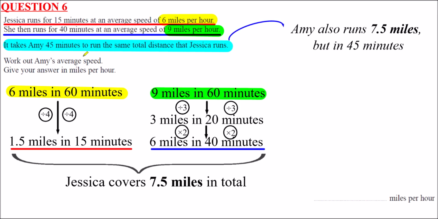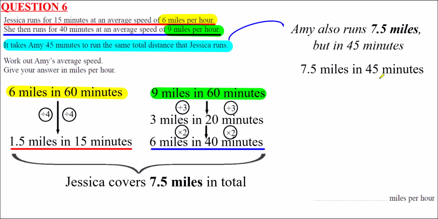So let's set this up in terms of a relation between distance and time. 7.5 miles, but in 45 minutes. Obviously that just means 7.5 miles in 45 minutes. So to work out her speed, giving our answer in miles per hour, we need to get from 45 minutes up to 60. This is 3/4 of an hour, 45 minutes.